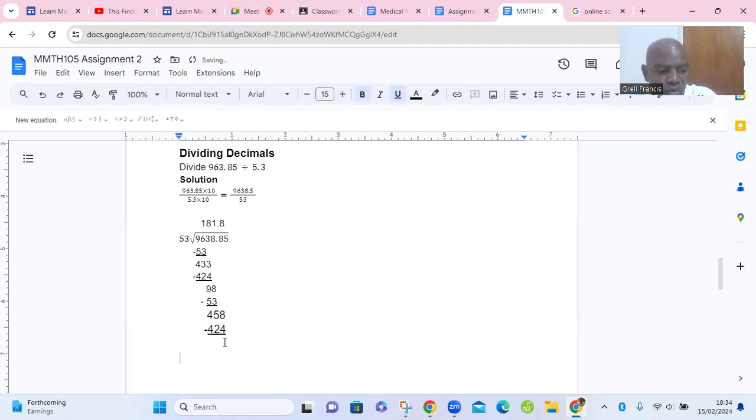Okay, and now we're going to subtract. 8 minus 4 is 4. 5 minus 2 is 3. And now we bring down the 5 now to make it 345. 53 into 345. That will give us 6. And you multiply 6 by 53. It's 318. So it's like an algorithm.